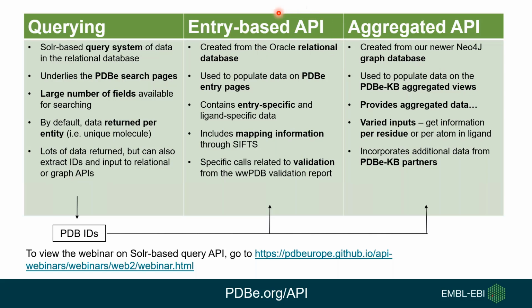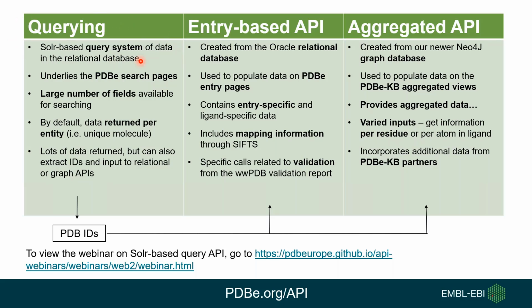And the entry-based API is what we will be talking about today. The back end is based on an Oracle relational database. Both the entry-based API and aggregated API need an input which is entry specific. That could be a PDB ID or chemical component ID or UniProt ID, for example.